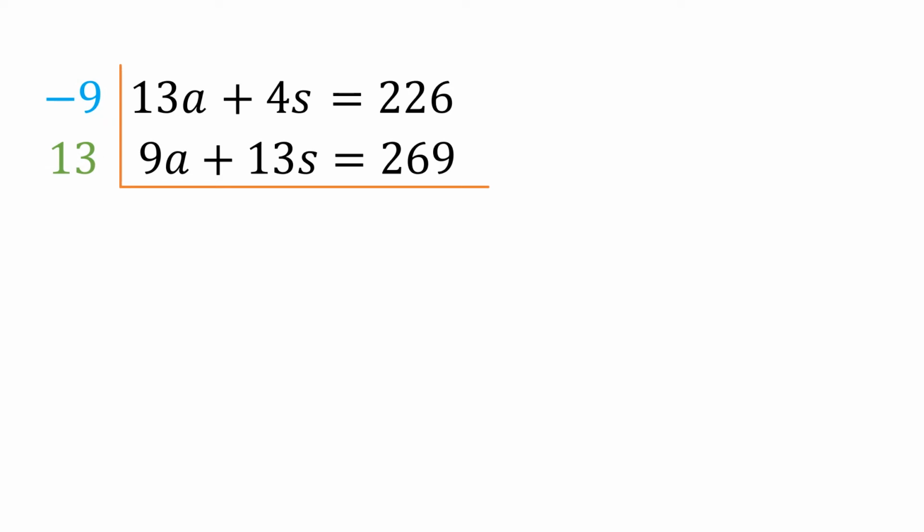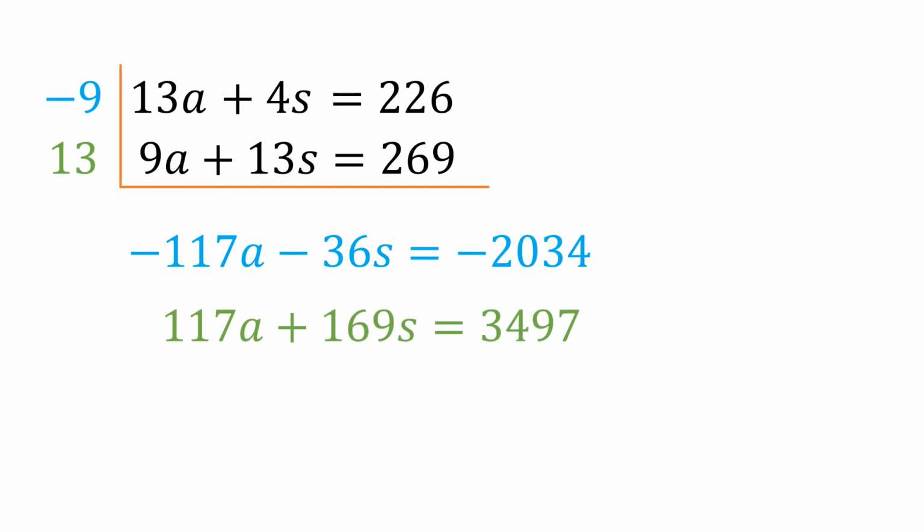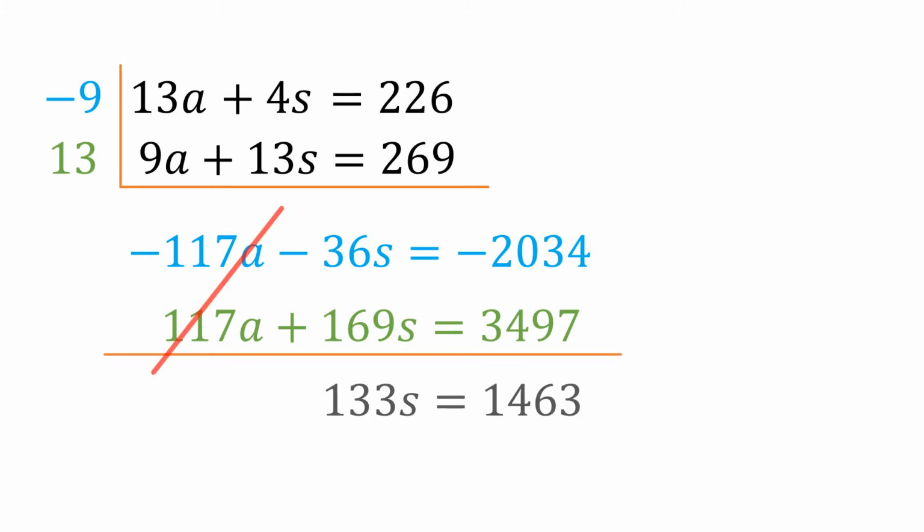When I multiply through by the -9, you'll see in blue that -117A minus 36S equals -2034. And when we multiply the second equation through by 13, you'll see in green that I have 117A plus 169S equals 3,497. What I can do now is add these two equations together, and you'll notice the A's cancel, which is by design. What we're left with is 133S equals 1,463. So when I divide each side by 133, I see that S equals 11.